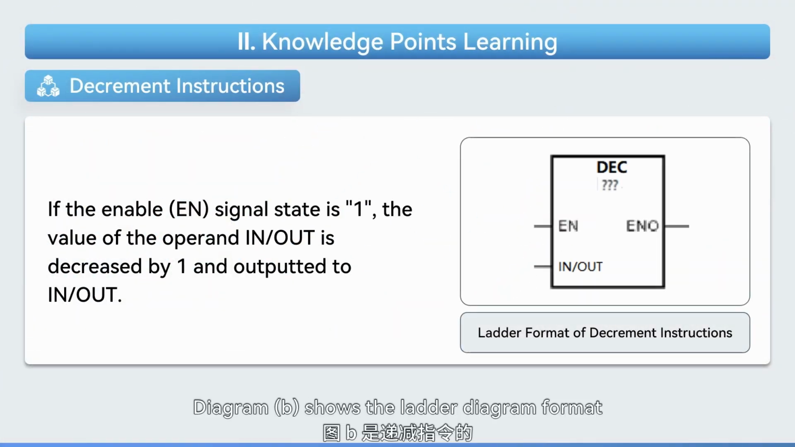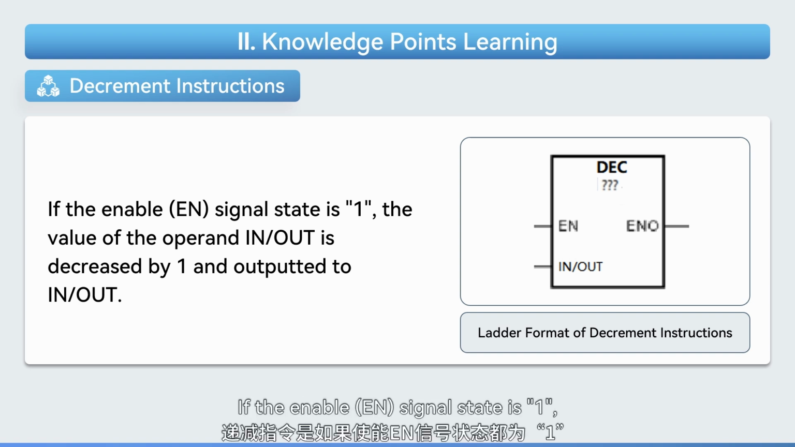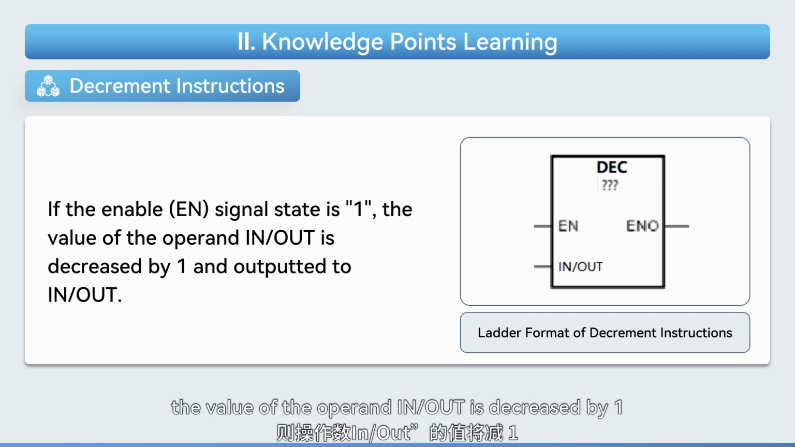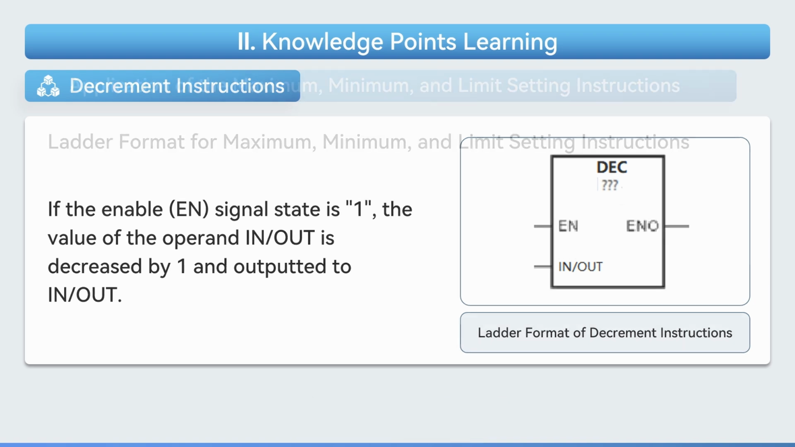2. Decrement instruction. Diagram B shows the ladder diagram format of the decrement instruction. If the enable EN signal state is 1, the value of the operand IN and OUT is decreased by 1 and outputted to IN and OUT.